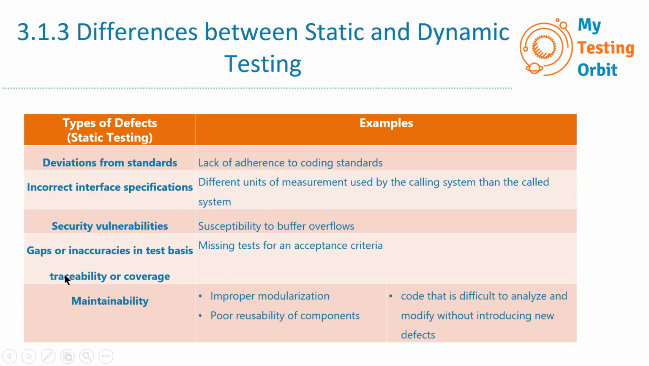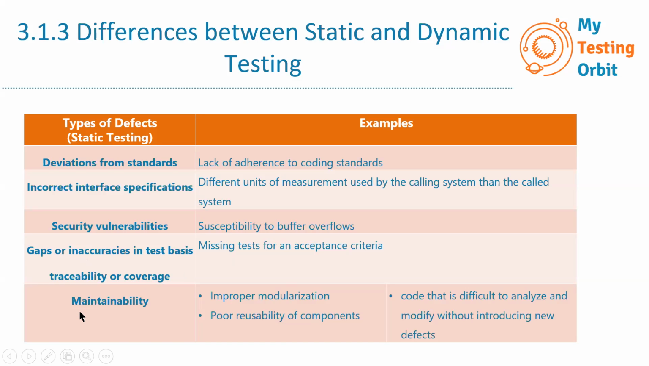Okay, then the next one is gaps or inaccuracies in test bases, traceability, or coverage. So test bases, as we already know, are the requirements. So missing tests for an acceptance criteria. So if we have a requirement and we have an acceptance criteria mentioned in that requirement, but we don't have any test against that, of course then there are gaps in the traceability or the test coverage.